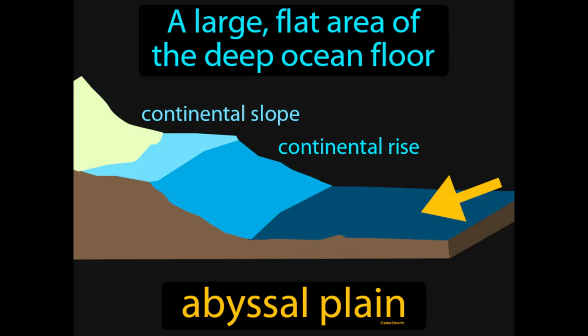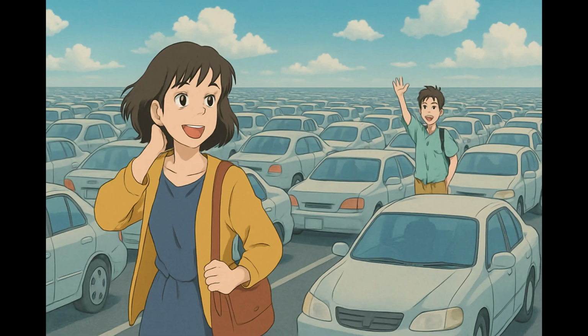A large, flat area of the deep ocean floor, abyssal plain. An abyssal plain is a vast, flat region on the ocean floor, several kilometers deep, where sediment covers uneven seabed rock. Imagine trying to find your way through a vast, crowded parking lot after a concert, where every row and section looks identical, making it difficult to locate your car.